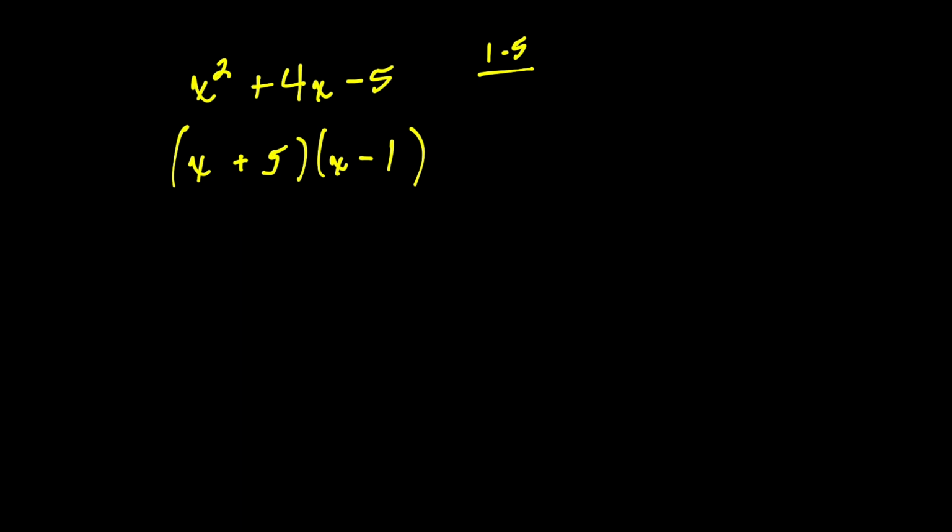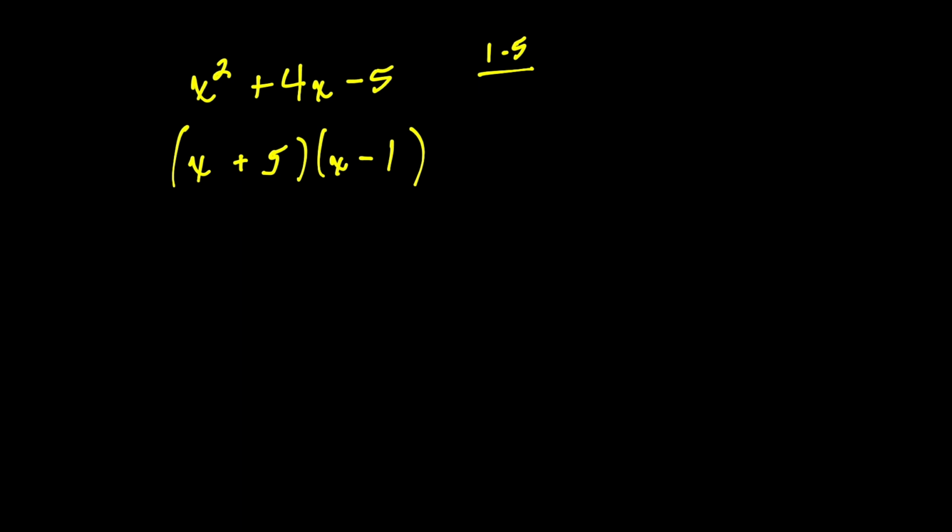And again, double check it. First times first, x squared. Outers, minus 1x, inners, 5x. So minus 1 and 5 is 4. And then last times last. Positive 5 times negative 1, there's your negative 5. So this one checks out.